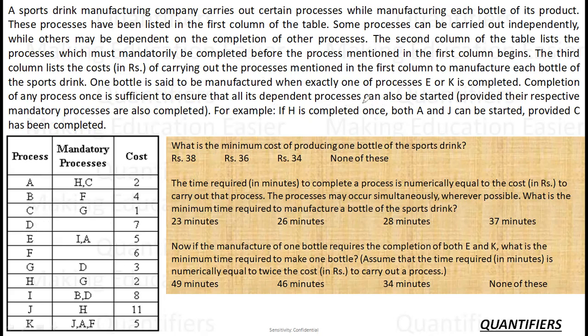Further, it is said that one bottle is said to be manufactured when exactly one of the processes E or K is completed. So basically, if either E is completed or K is completed, my process will be complete. Completion of any one process is sufficient to ensure that all its dependent processes can also be started. So let us say my G activity is completed. As soon as G is completed, I can subsequently work upon both C and H.